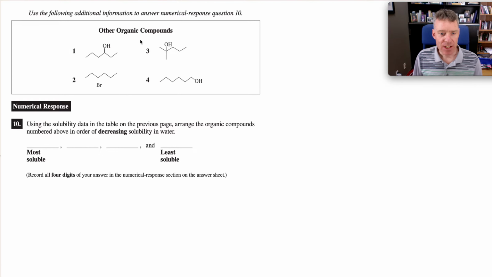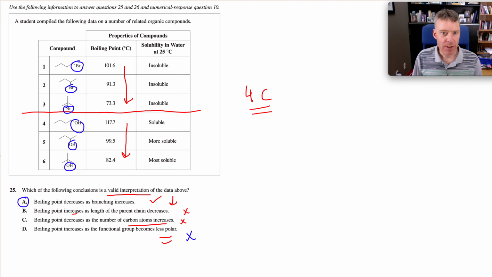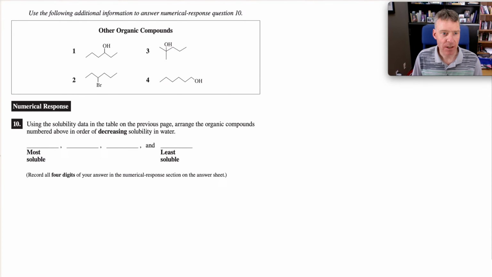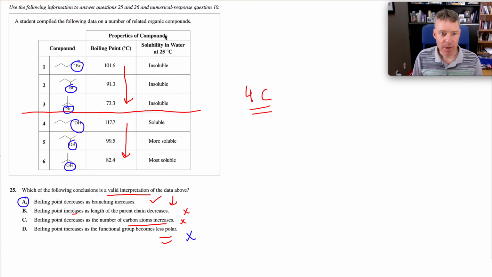So this is a continuation from the previous one. So this data goes with 25, 26, and question number 10. 25 I've put into the reaction section, so it'll come up later. So using the solubility data, we're going to have to keep flipping back and looking at this column.